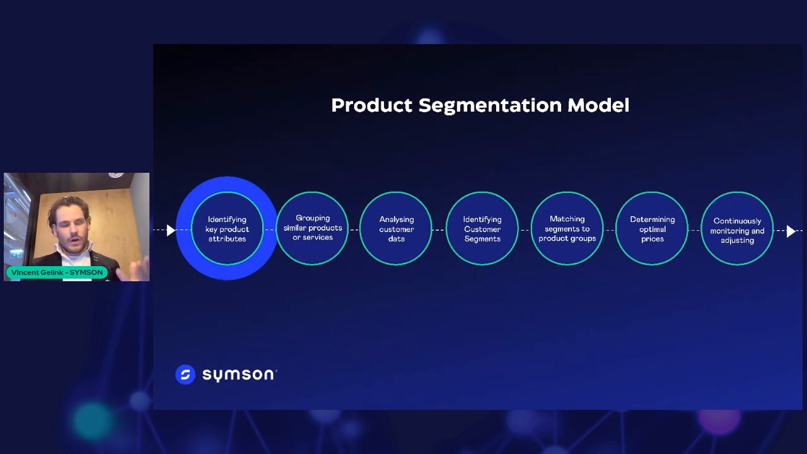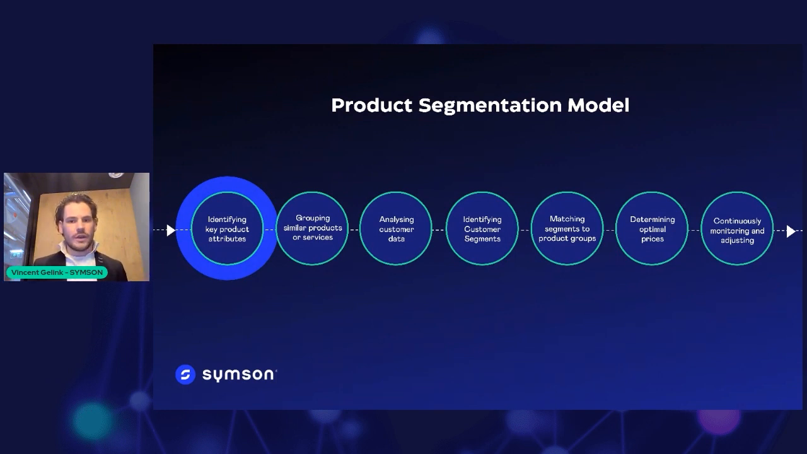Once the product groups and the customer groups are formulated, we move, of course, towards the matching of those two. So it can be the case that we assign multiple product groups to multiple customer groups, but it can also be that one product is assigned to multiple customer groups or multiple customer groups to one product. So there's a lot of combinations there, of course.